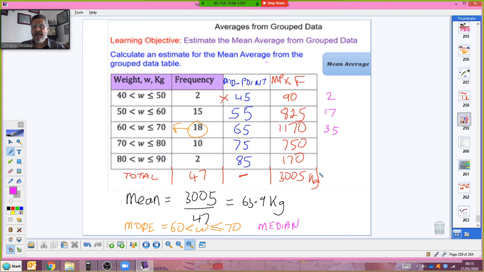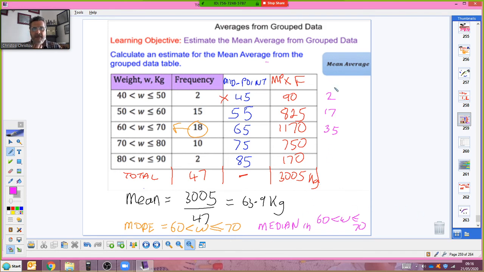Now, I want to stop there because I've definitely gone over halfway towards the total number of 47. So I know my middle student is going to be somewhere amongst this class. So the median is going to be found in, and I've got to write it, 60 less than W less than or equals to 70. I've got to write it easy, it won't fit on the page. There it is. This is a difficult thing.